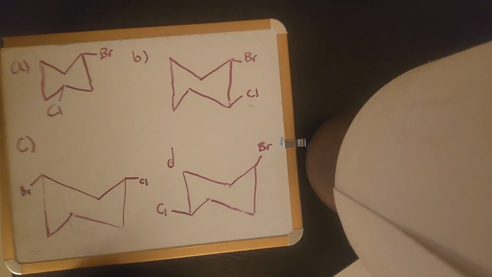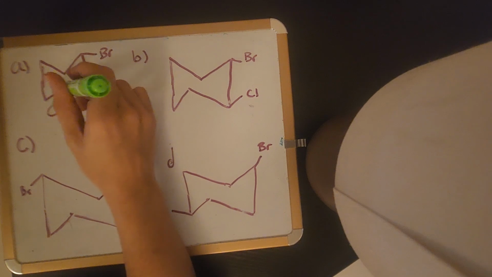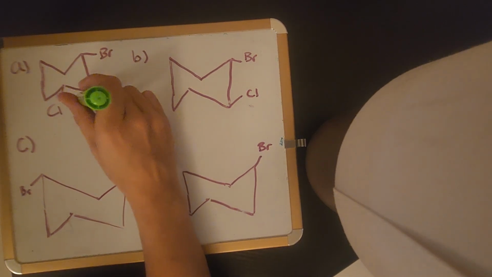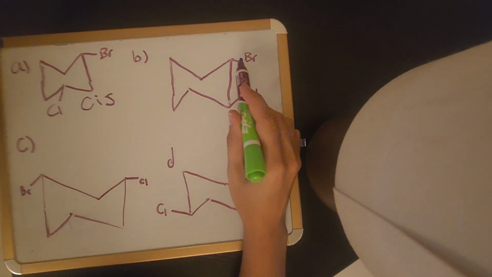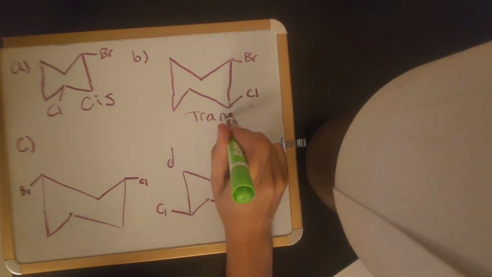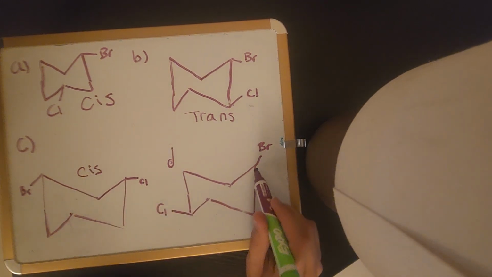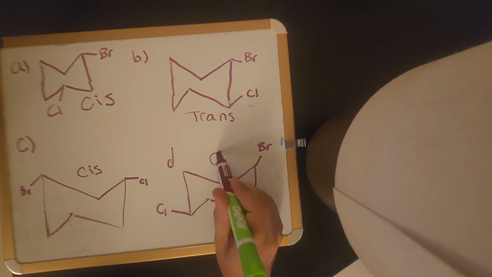For something to be cis, it's going to open in the same direction, and for something to be trans, they're going to be opposites. So here, this is going down, and this is also going down. This is going to be cis. Here, this is going down, this is going up. This will be trans. Going down, cis, and going up, cis.